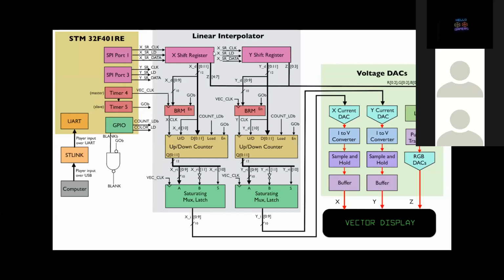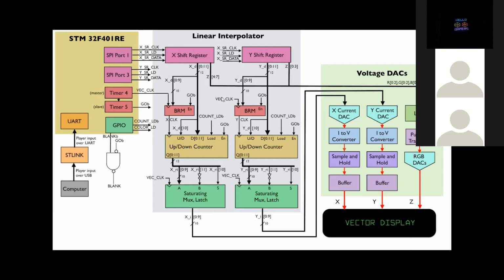Alrighty, now let's talk about how these work. So we borrowed a lot of the schematics from Asteroids, which is a digital vector generator. And so looking at the main pieces here, first the player gives some input on their keyboard, and a Python script converts that into data over USB, and then the UART reads that in. Then the STM does the appropriate calculations, and it outputs vector data. First, the data go over SPI to these shift registers, which convert it to parallel. And then we have this linear interpolator.